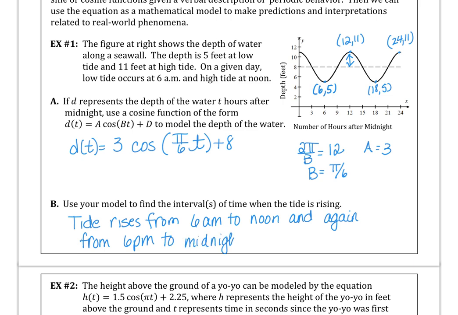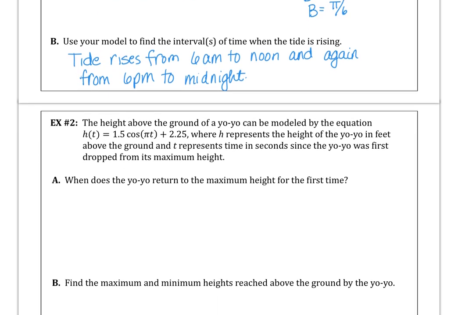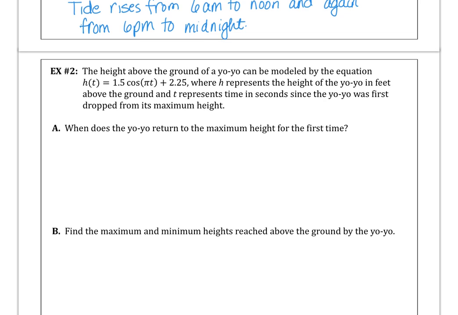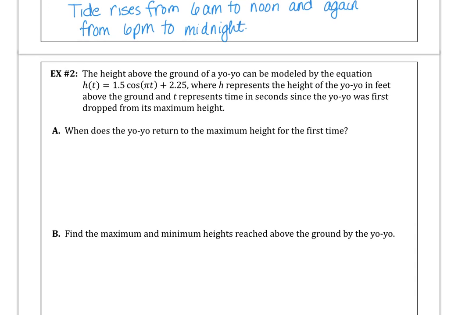Moving on to example 2, we have the height above the ground of a yo-yo can be modeled by this equation h of t, where h represents the height of the yo-yo in feet above the ground and t represents the time in seconds since the yo-yo was first dropped from its maximum height. When does the yo-yo return to the maximum height for the first time? So I'm thinking about the graph. Let's make a sketch of the graph here to the right.